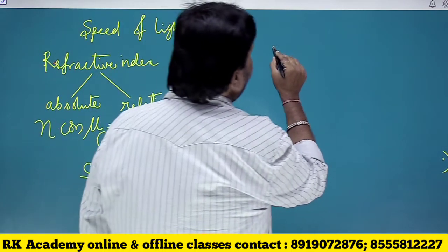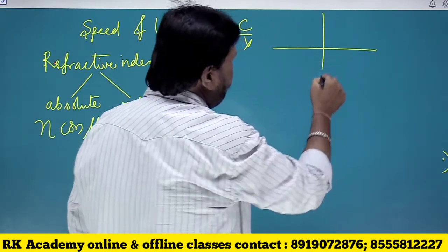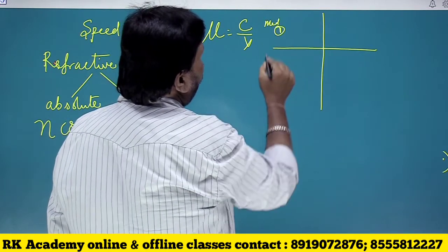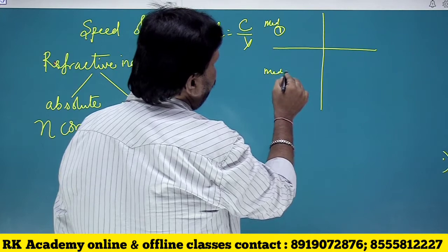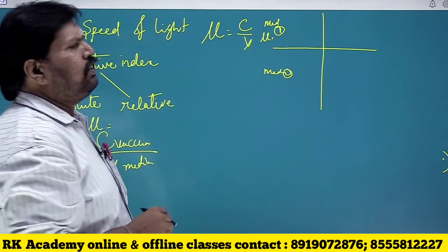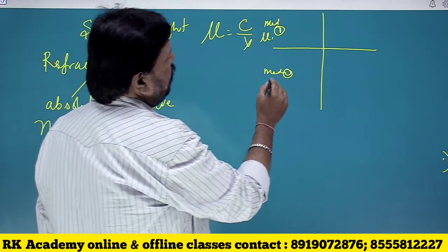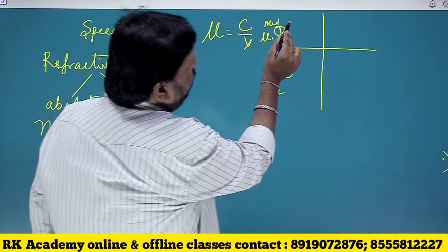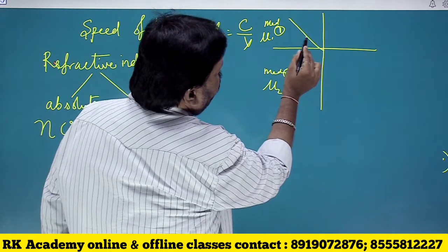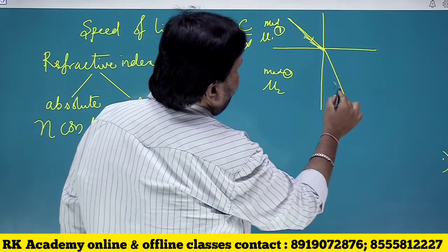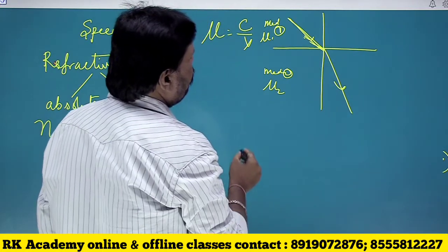If the refraction takes place between two media, this is medium 1 and this is medium 2. It will have one refractive index, that is mu 1, and this will have another refractive index, that is mu 2. The light ray starts from the first medium and refracts in the second medium.